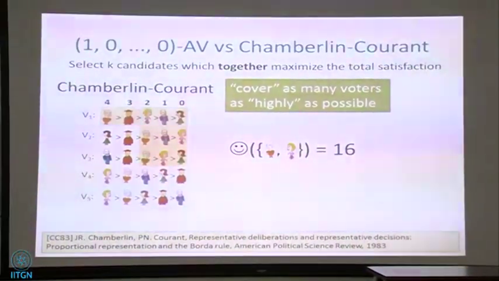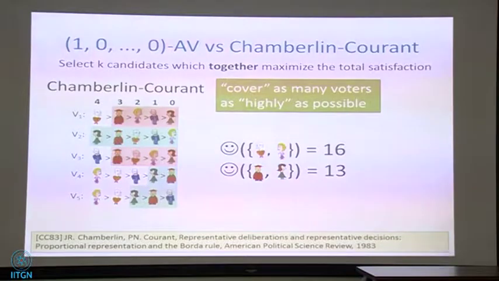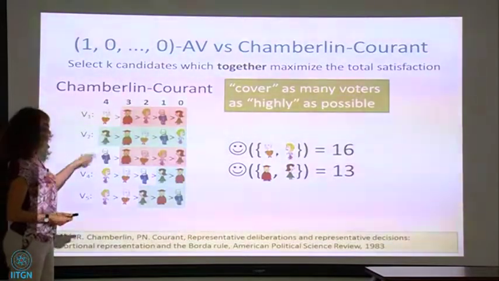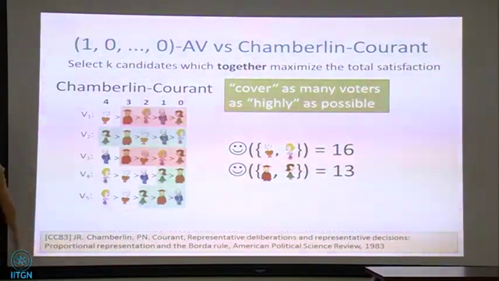And that gives us the Chamberlain Current score. If we choose red-green, okay, so that displays better, right? Okay, so this is our coverage frontier, right? And the score is this.